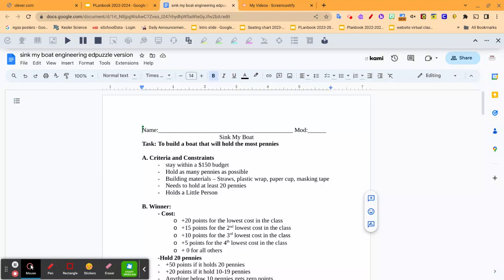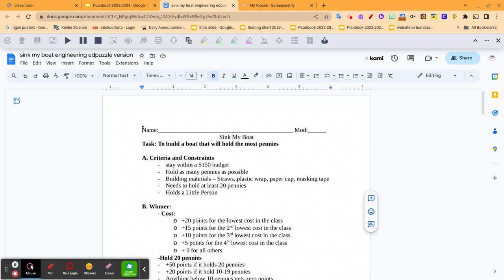Sink my boat. The task is to build a boat that will hold up the most pennies. Criteria and constraints. Remember, your criteria are the must-haves. Constraints are things that limit you. So you must stay within a $150 budget. It has to hold as many pennies as possible.